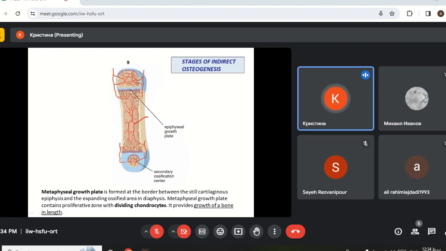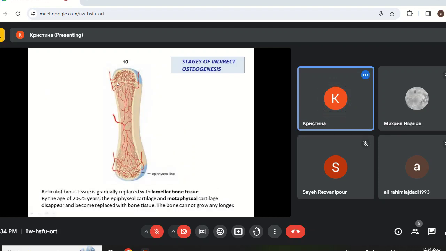This region is called the metaphyseal growth plate, or it is sometimes called the epiphyseal growth plate, which is the same. It is the area of the dividing chondrocytes. They divide, and thus they provide the growth of the bone in length. But finally, these cells are also replaced with bone tissue, and this stops the growth of the bone in length, and this happens by 20-25 years of age.